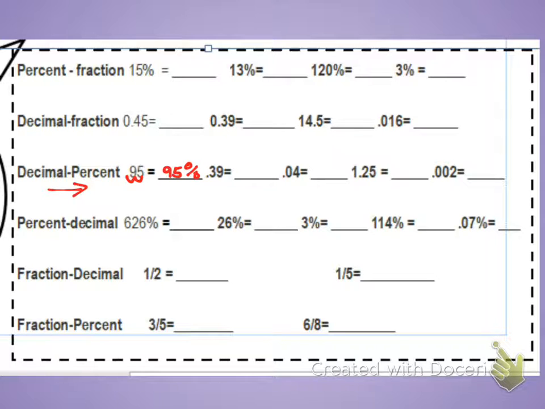Okay? Then we have 0.3912, 39%. For 0.0412 is 4%. 1.25 is 125%. Do you see every time we're just doing the exact same steps? 2 places to the right. That's all there is. 1, 2 is 0.2%. Don't be bothered that you have a decimal and a percent at the same time. That is totally possible.